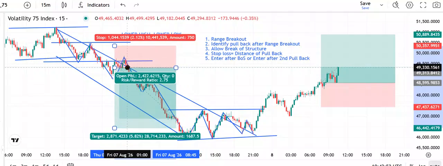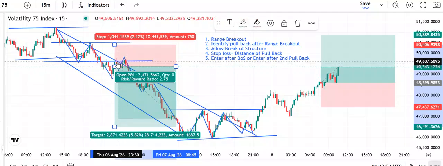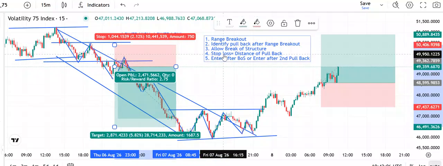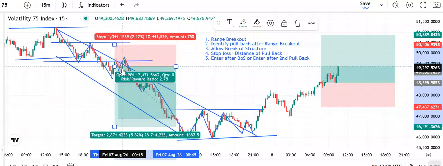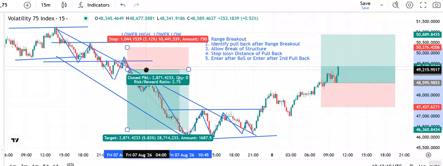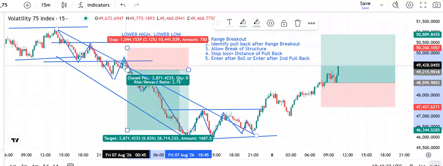So even if you enter at this second pullback, you see the second bearish candle to show that, oh, we have a top. If you enter here, you already measured the 1000 pips or 200 pips or 500 pips for point number 4, which is stop loss. So if you enter at this second candle, you are still covered. Or if you enter at this second bearish candle, to show that you have a swing high and your pullback is established, you are still covered. Okay.